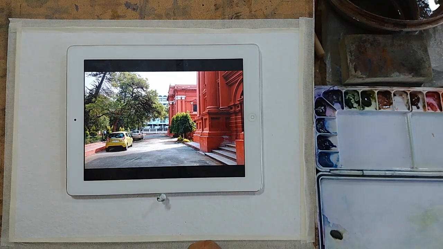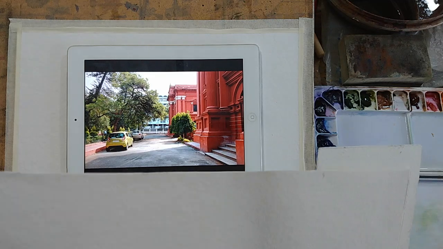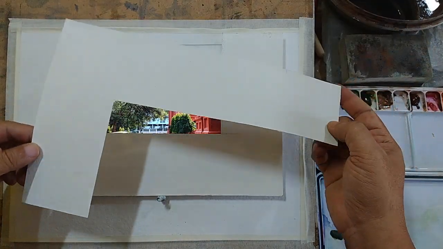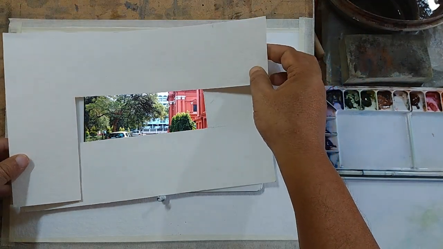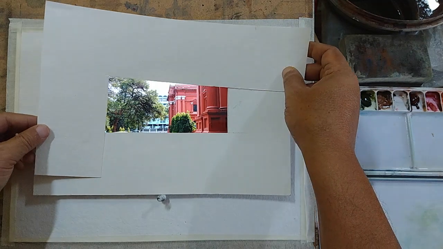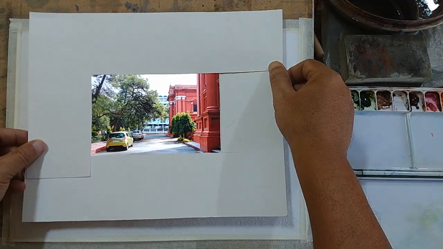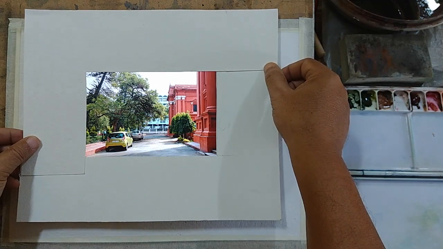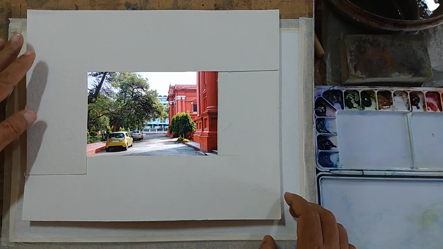But do we want the complete thing in our reference, or can we make a smaller frame out of it? For that, as I have shown in my previous video, I have taken two L-shaped papers. These are normal watercolor papers, and I have cut them in an L shape. You can also cut them if you want. The width is around 3 inches, so you can cut that way, and the frame looks okay to me. So approximately, this will be our frame.